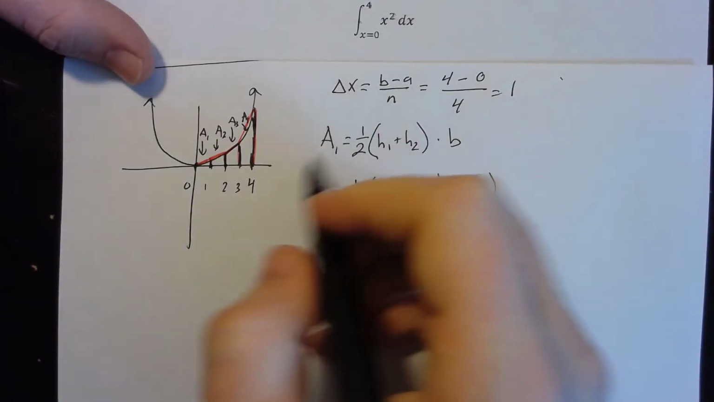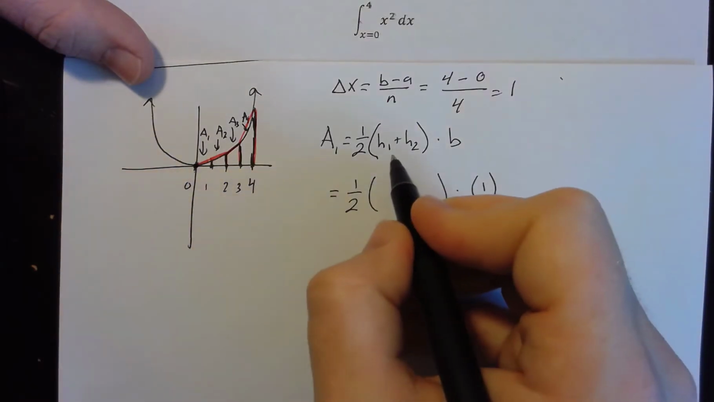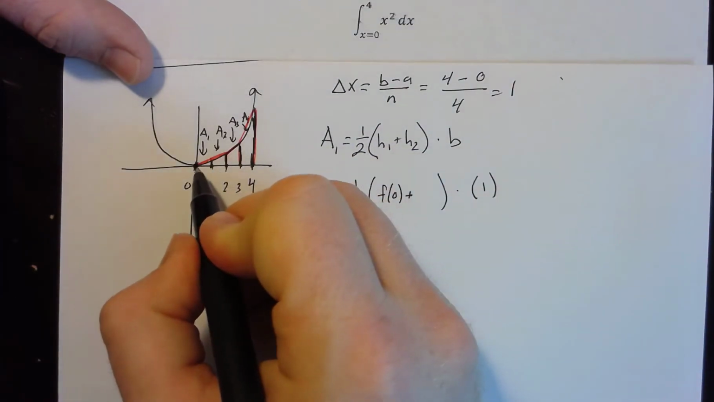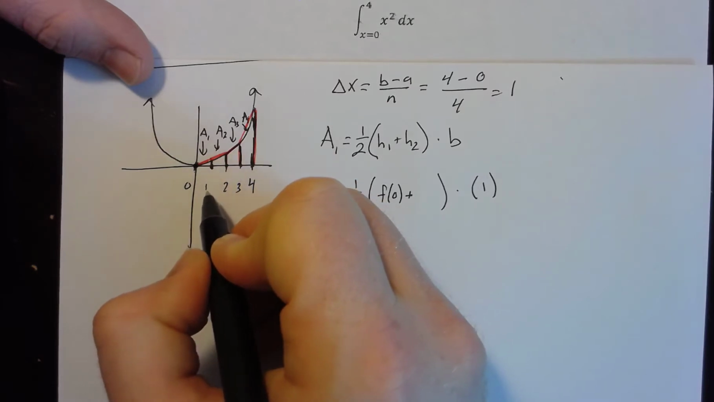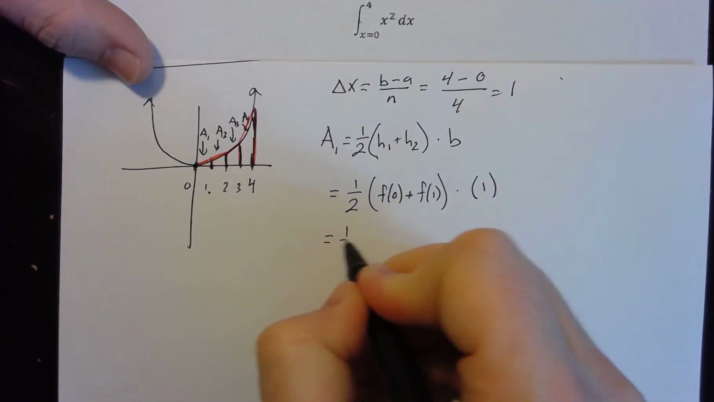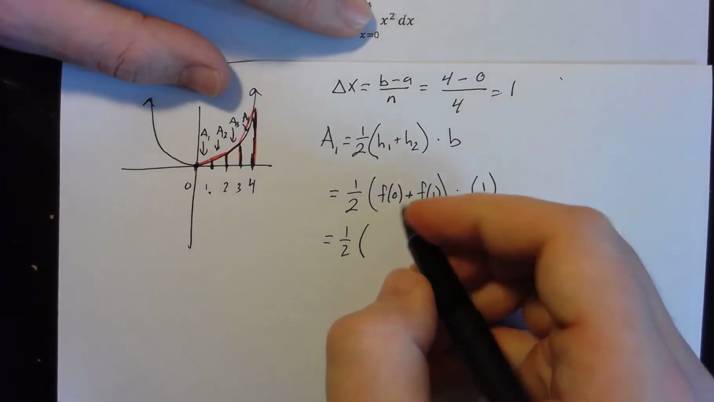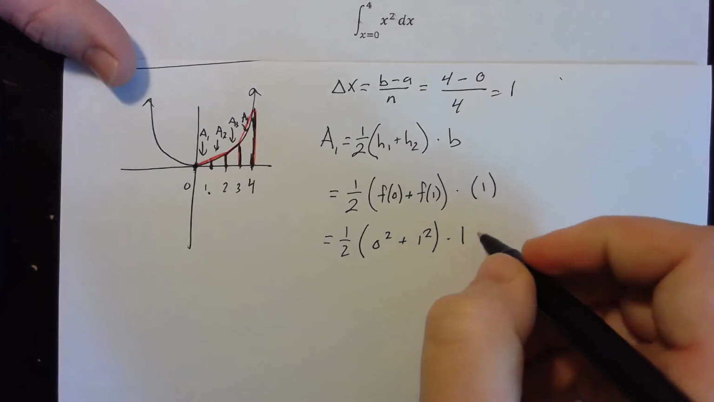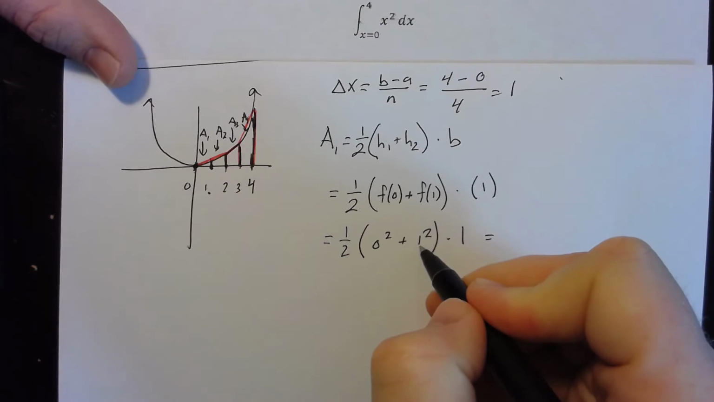Now what are my height values? Well, remember, height 1 is going to be this distance from, in this case, 0 to 0. So h1 I'm going to label as f of 0, plus h2, which is the distance I have to go at this endpoint here, whatever f of 1 happens to be. So I'm going to plug in 1. This gives me 1/2. Now remember, your function f of x is x squared in the original integral problem. So I'm going to have 0 squared plus 1 squared all times 1.